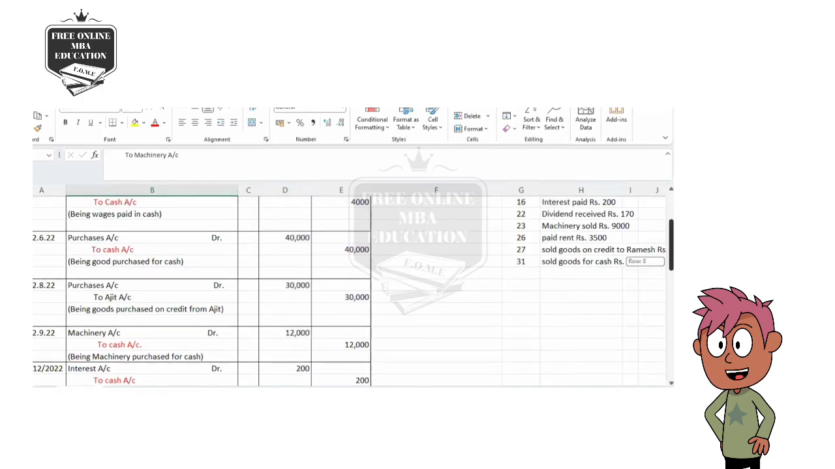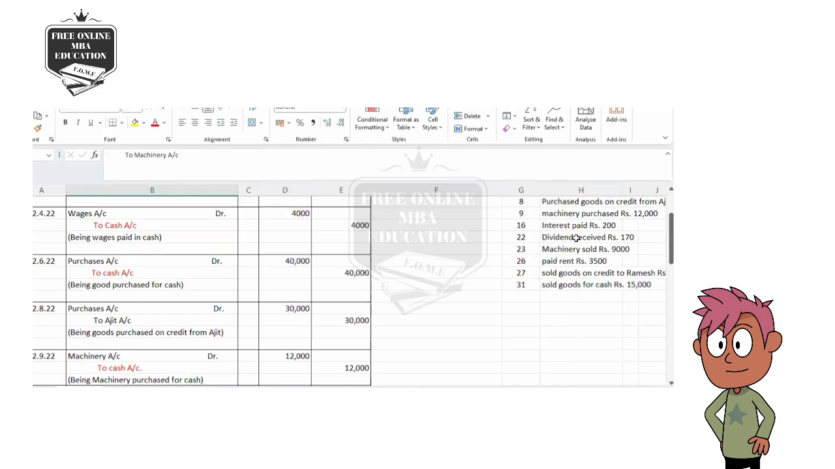I suppose I missed one entry. Yes. Dividend received, rupees 170. When we receive something, it's going to be our income. And that's why the amount would be received. So cash received by way of dividend. So here cash comes in. So cash account is debited to dividend account.